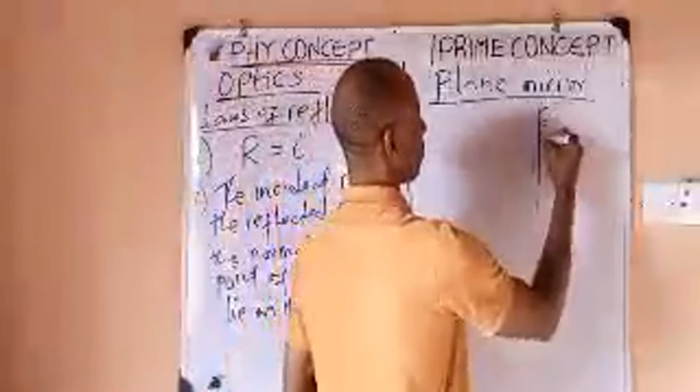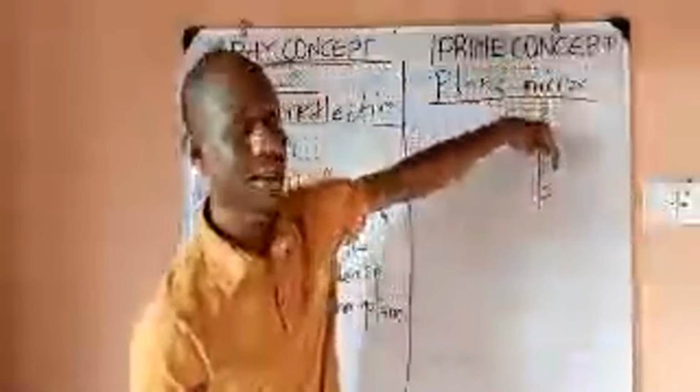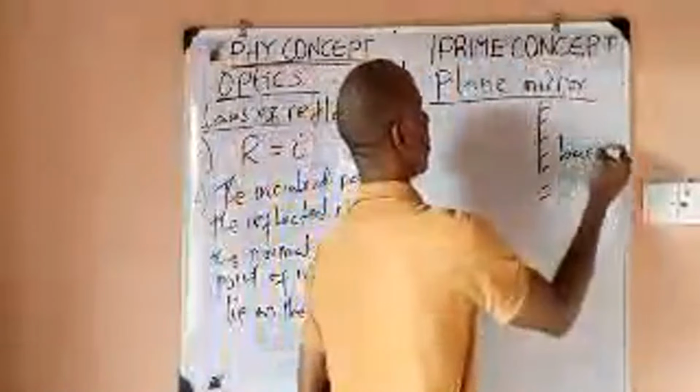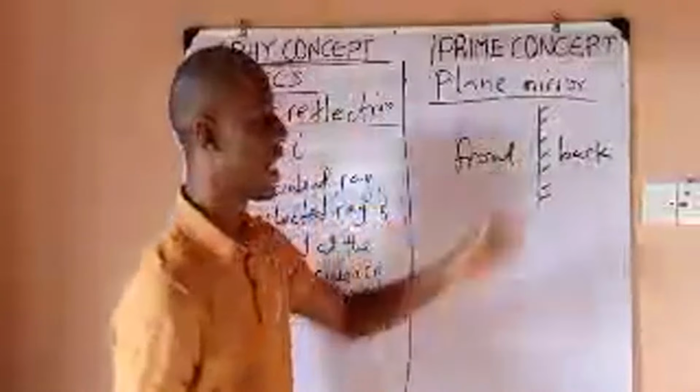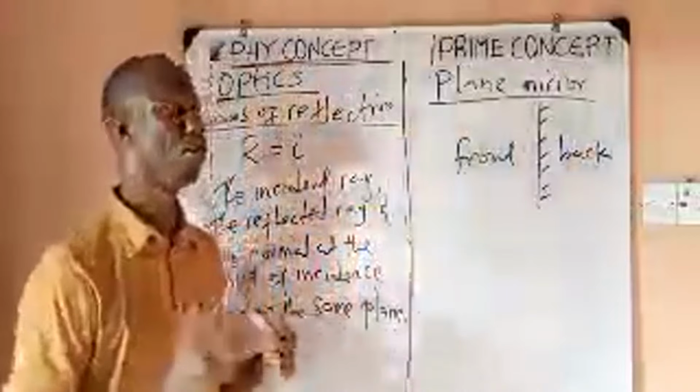We always use a dash at the back. So wherever you see the dash, that part means this is the back of the mirror. This is the back, and this is the front of the mirror. The shaded part is the back, the other side is the front. So that is a plane mirror, right?